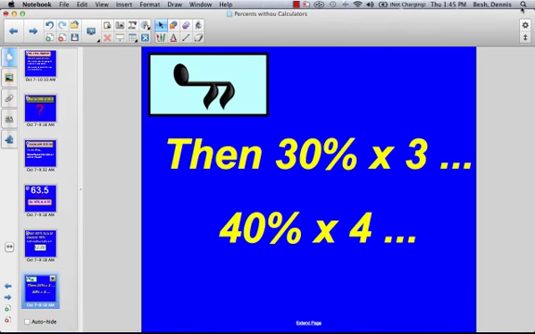A couple side notes that we have here. For instance, if the question was asking, well, how would you find 30%? Well, simple. You just multiply by 3 or add the value to itself 3 times. And the same thing goes for 40%. Times it by 4, or add it to itself 4 times.